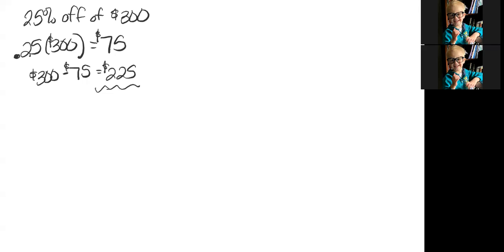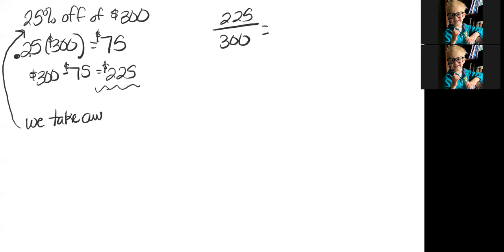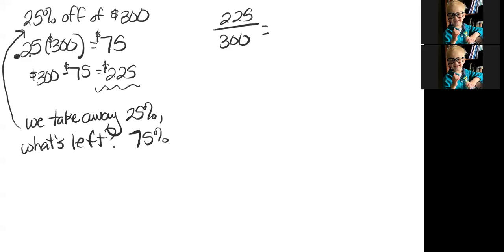What we can think about is, well, what percentage is 225 of 300? If we take away 25%, what's left? Yeah, 75%. So you can think about it as 25% off, or what you have is 75%. And so try that. What is 75% of 300?